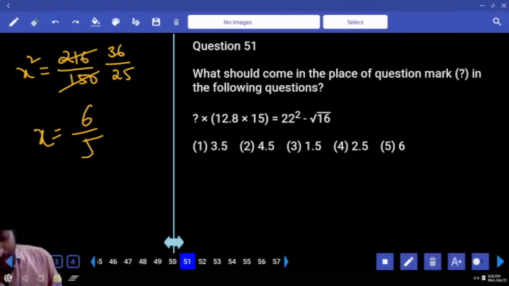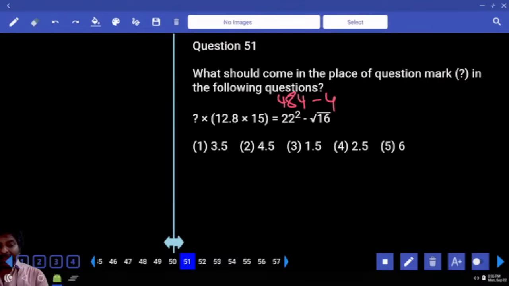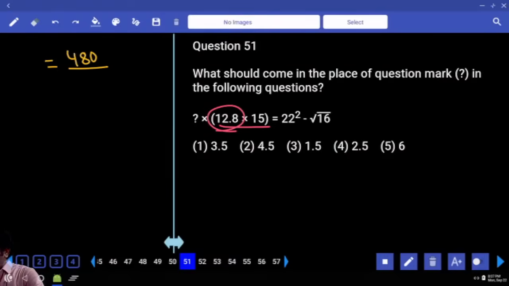22 square, 484 minus 4, 480. This number is on the left hand side in multiplication. If it goes to the other side, it comes in the denominator only, divided by 12.8 into 15 we have. Now I'll write it as 10 times and half of that number. 10 times 128, half of that number 64. Sum 192.